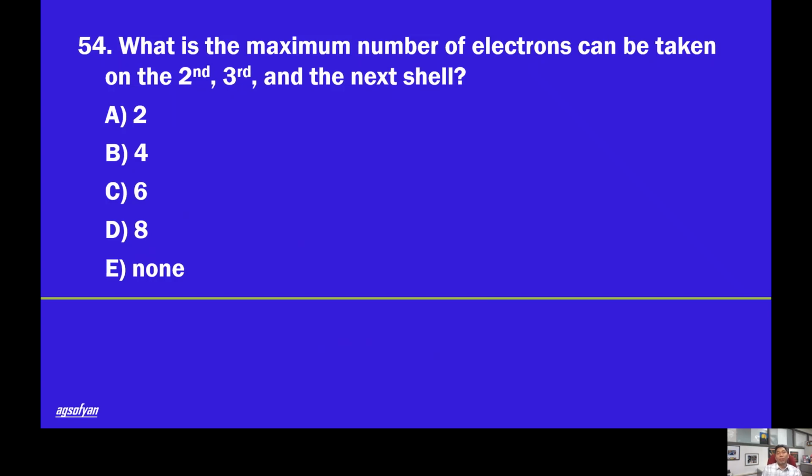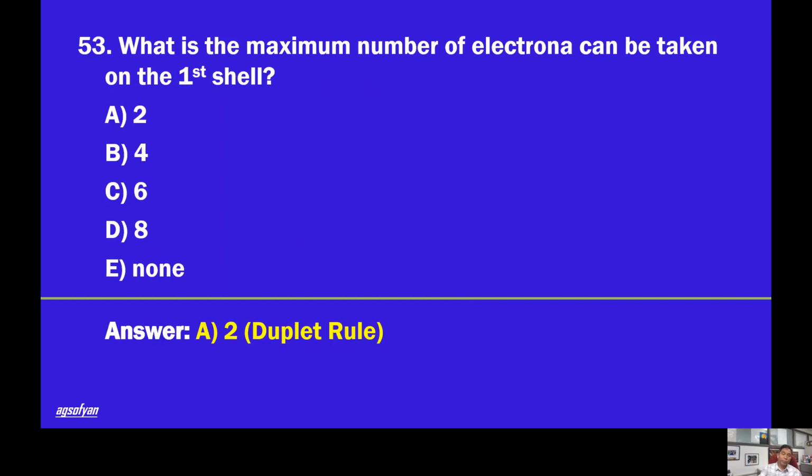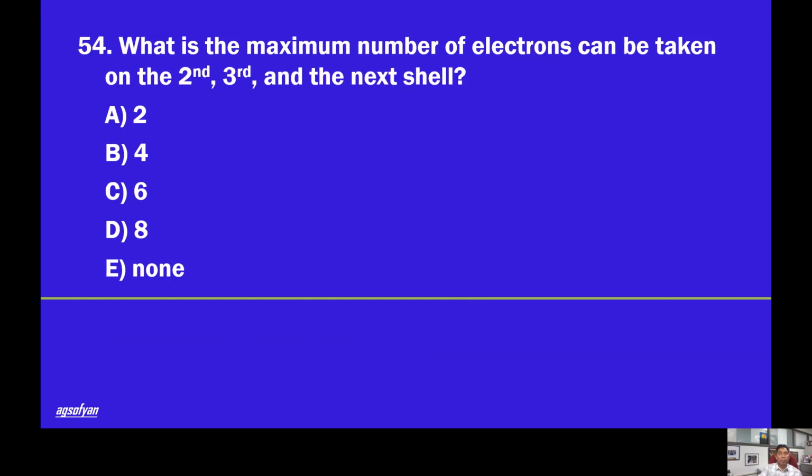54. What is the maximum number of electrons that can be taken on the second, third, or the next shells? A, 2, B, 4, C, 6, D, 8, E, none. Choose your answer. Yes, the answer will be D, or 8. So the second shell or third shell will only take a maximum of 8 electrons, and it is known as the octet rule.